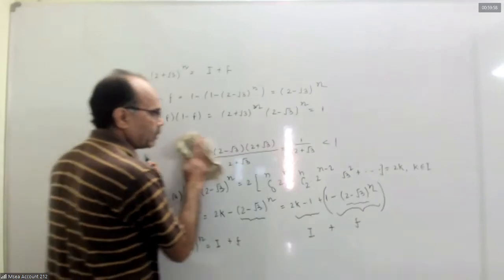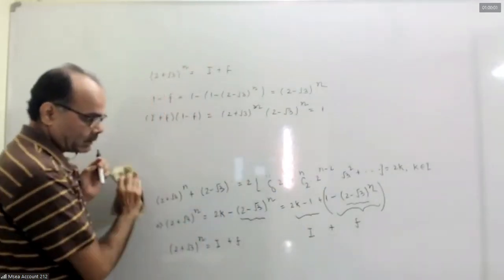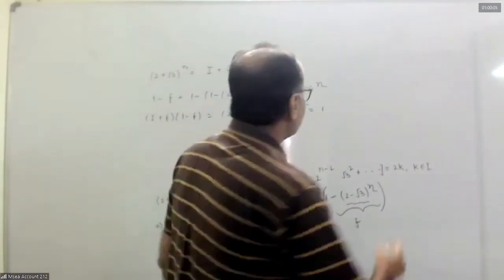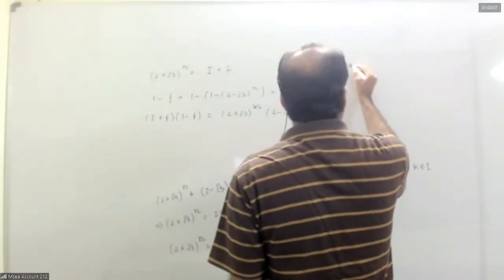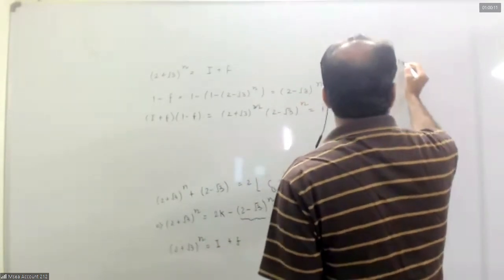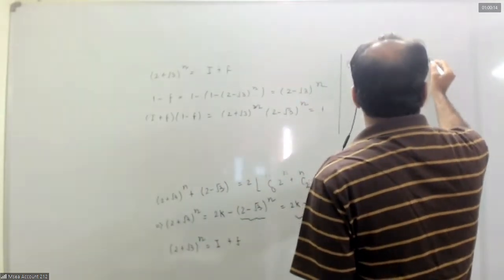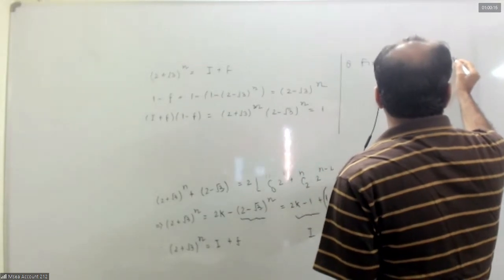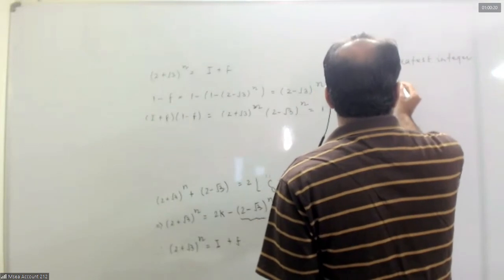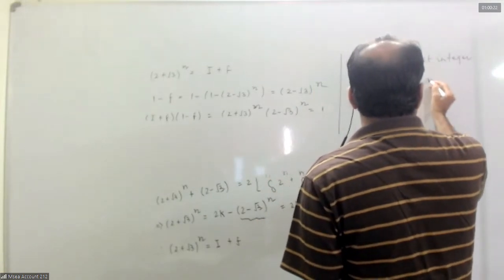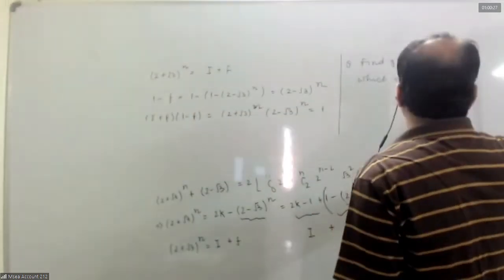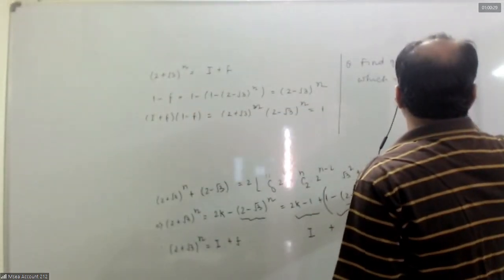So one question for homework. Find the greatest integer which is less than or equal to (root 2 plus 1) to the power 6. Similar concept.